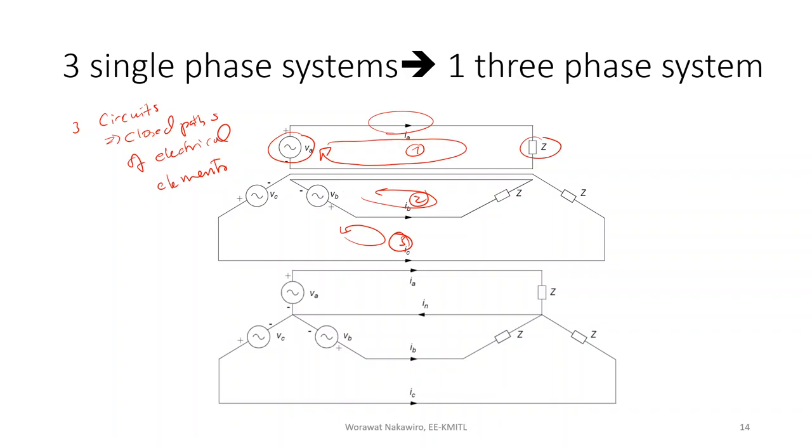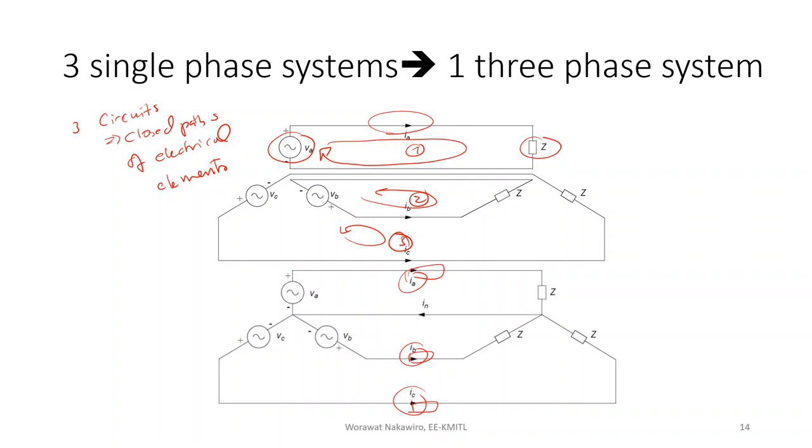Now you see we have three phases like this. You connect these IA, IB, IC. You have three lines, three transmission lines, or three conductors.